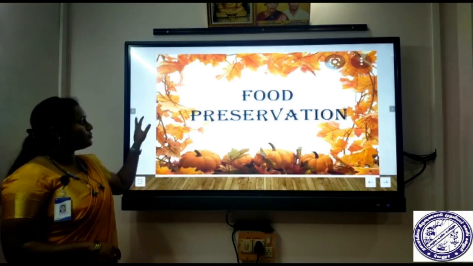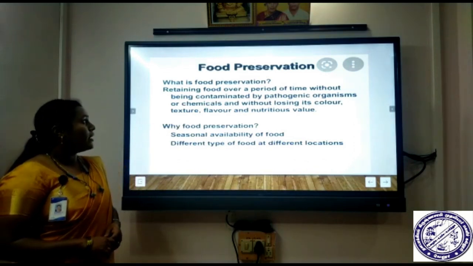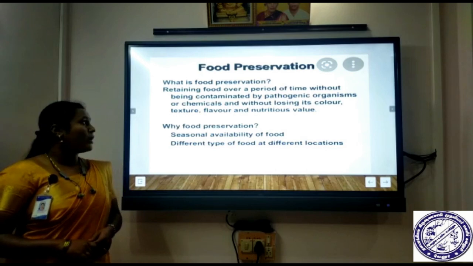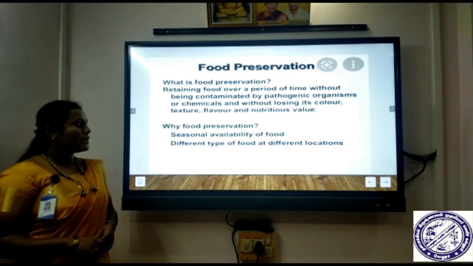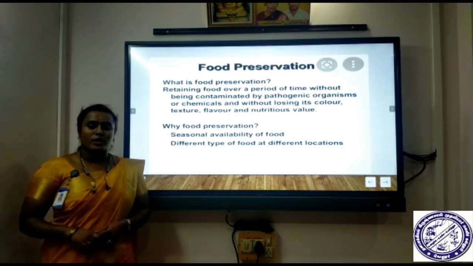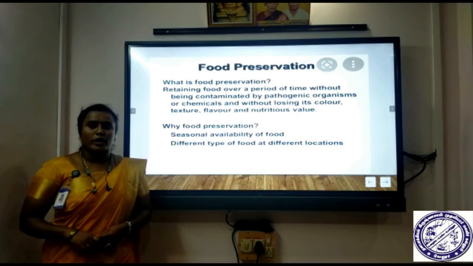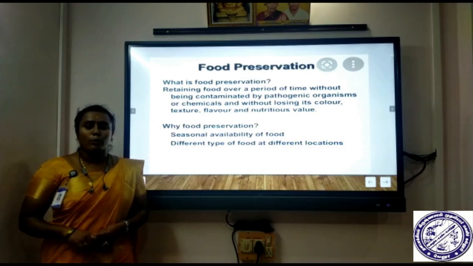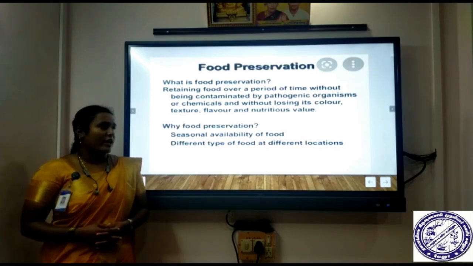First we will see what is food preservation. Food preservation is nothing but retaining food over a period of time without being contaminated by pathogenic organisms or chemicals, and without losing its color, texture, flavor and nutritious values. It means avoiding food contamination and food spoilage. It is also improving or retaining the colors, texture, flavor and so on, and giving a longer shelf life.